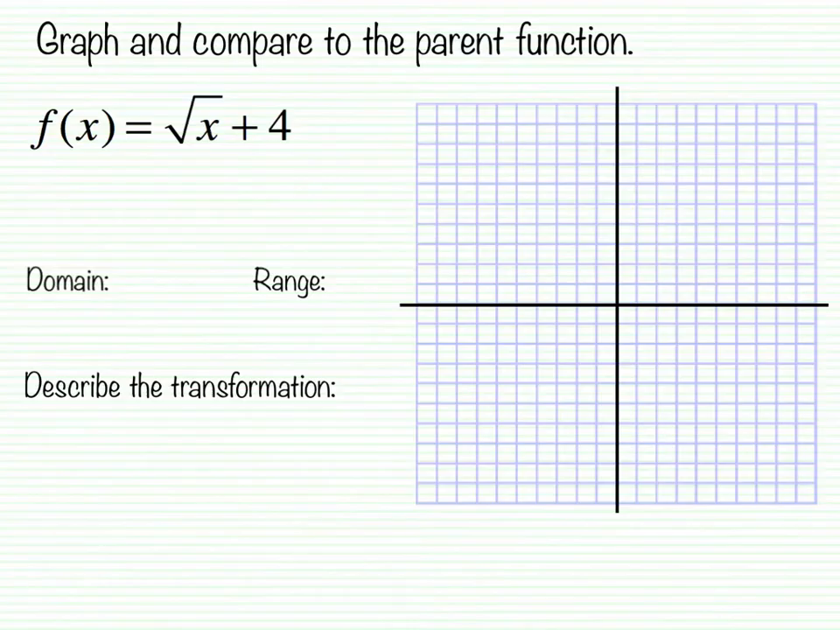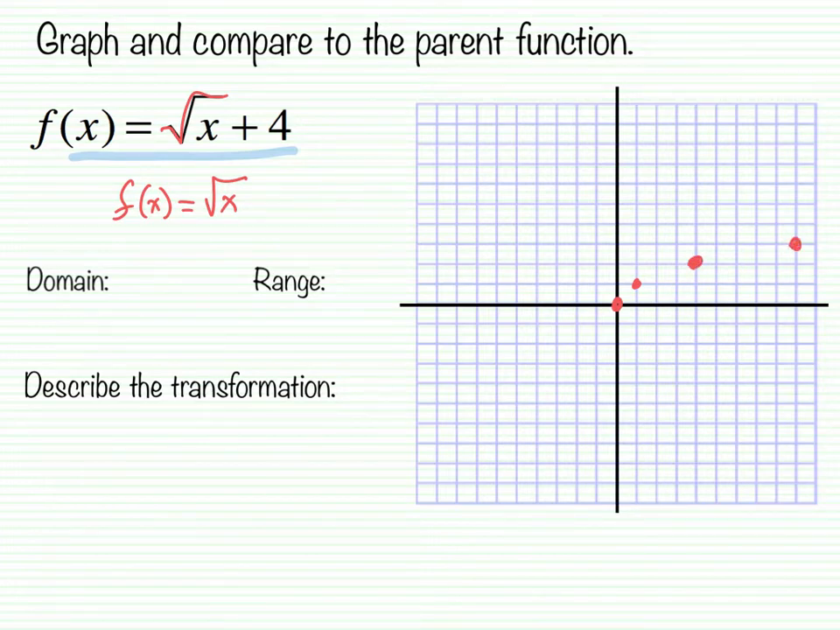Let's use them. Okay, so here we have the function. It's f of x equals the square root of x plus 4. All right, so we want to compare that to our parent function, f of x is equal to, this is a square root function, so I use the square root of x. And remember that function is 0, 0, 1, 1, 4, 2, and 9, 3.